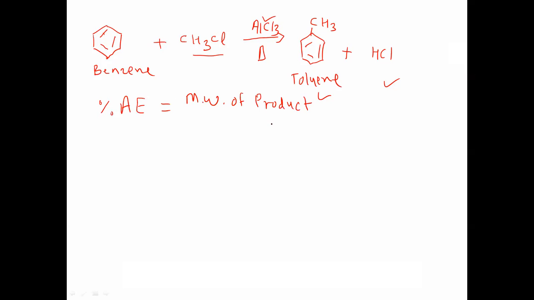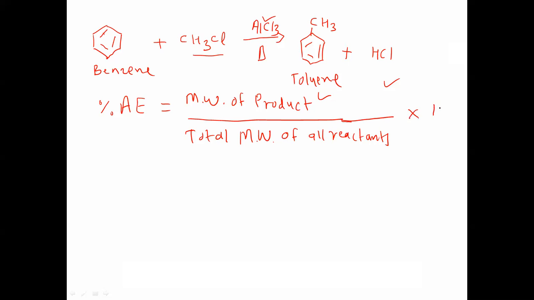Okay. Only product, not byproduct, divided by total molecular weight of all reactants, multiplied by 100. So molecular weight of product means molecular weight of toluene divided by total molecular weight of all reactants.